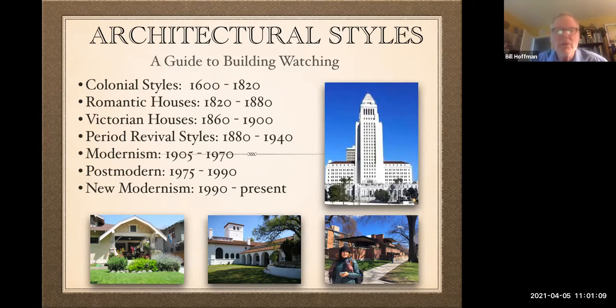So here's my PowerPoint on architectural styles, a guide to colonial styles up to 1820, romantic houses from 1820 to 1880. Those that still exist are quite ornate. Victorian houses up to 1900 are beautifully ornate. And then period revival styles from 1880 to 1940. And then modernism, postmodernism, and new modernism. So there's a lot to see, and let's check it out.